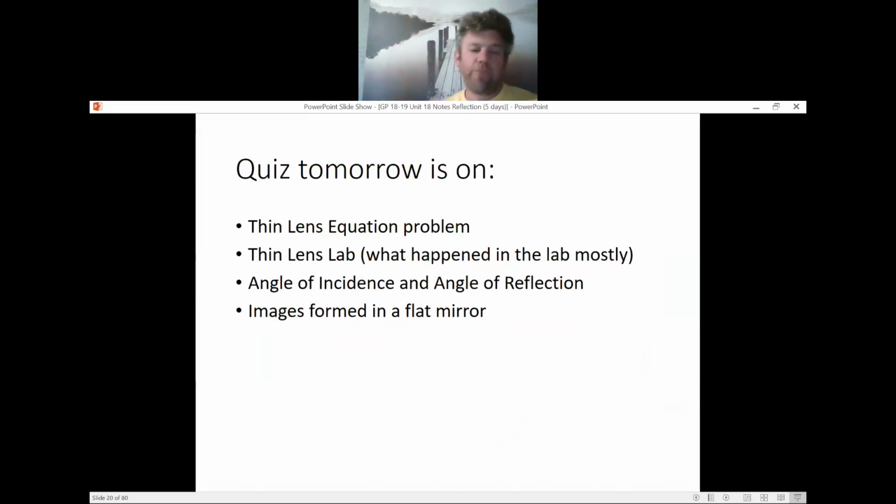All right, your quiz tomorrow. You're going to have to do a thin lens equation problem. You're going to have to talk about the thin lens lab a little bit, or answer questions off of that, kind of what happened, what we saw with that. You're going to have to answer questions about angle of incidence and angle of reflection, just to see how those work. And then we're going to talk about images formed in a flat mirror. That'll probably be about 10 questions. You'll probably get 1 or 2 thin lens problems, so those will be about a total of 2 pointers or something like that.